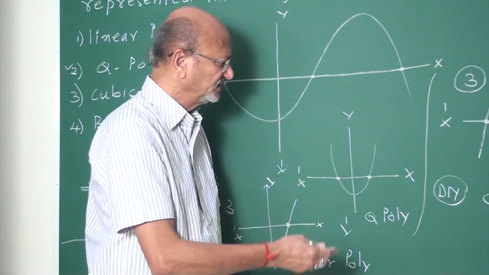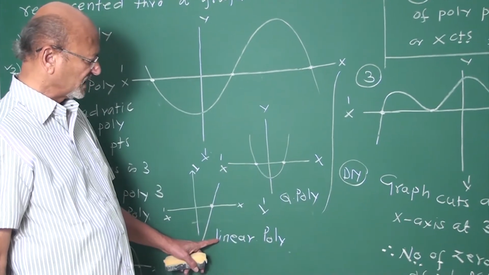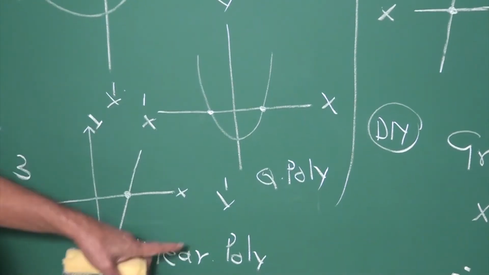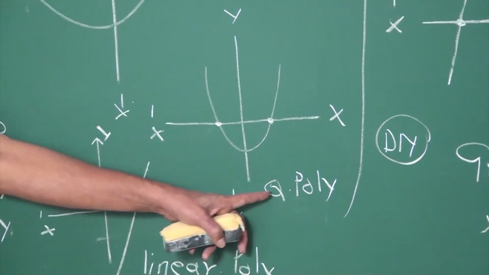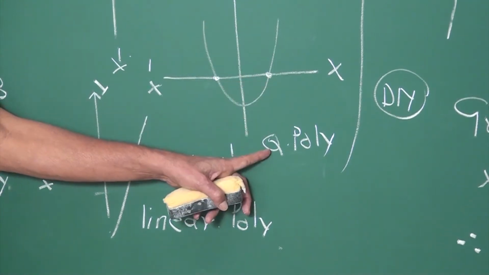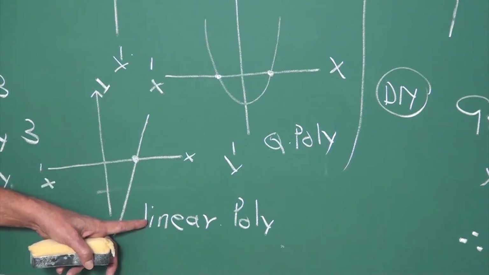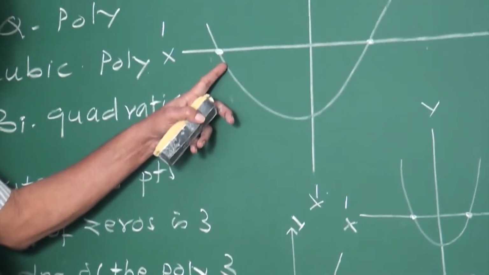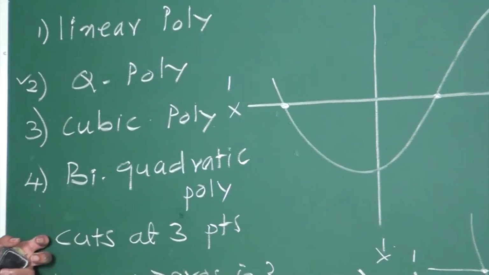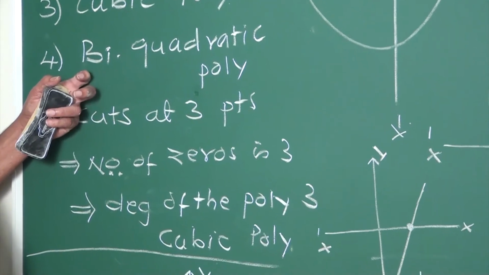Yes, my friends. Like this, instead of asking the number of zeros, they will ask what this graph represents. Is it quadratic, cubic, linear? In this case, it is clearly a quadratic polynomial. Maximum is 2 means order is 2, degree is 2, quadratic. Maximum is 1 means linear polynomial. The doubtful case is 3. In this case, it cuts at 3 points. Maybe cubic, otherwise biquadratic.